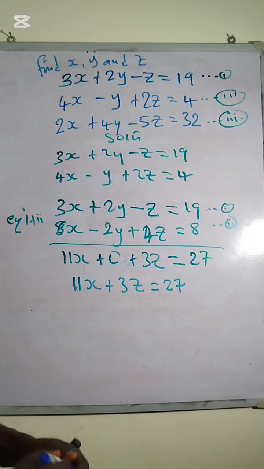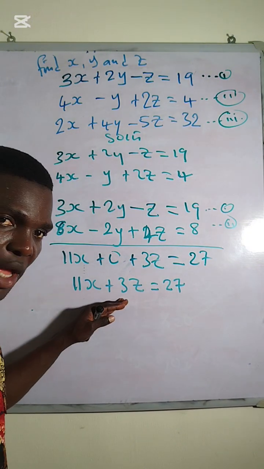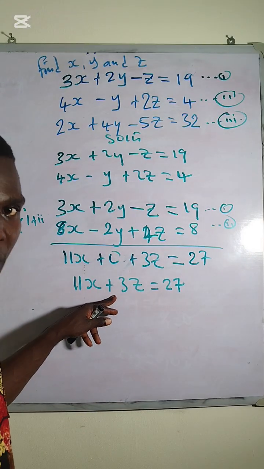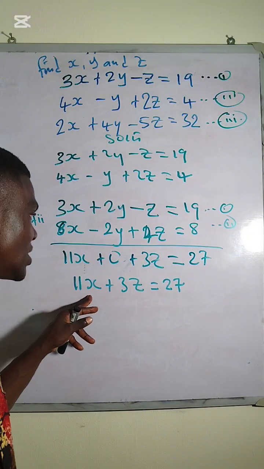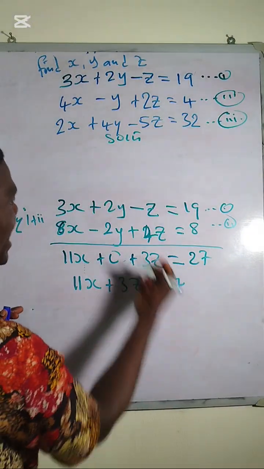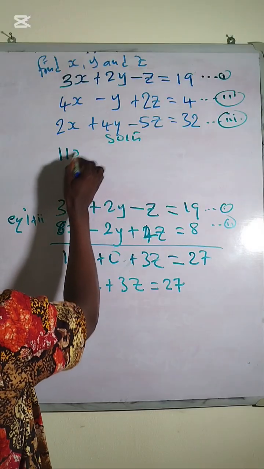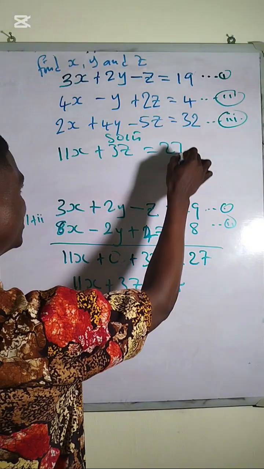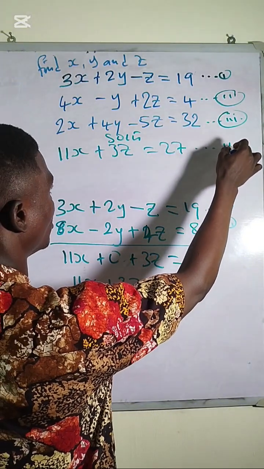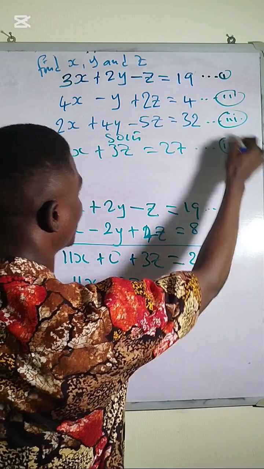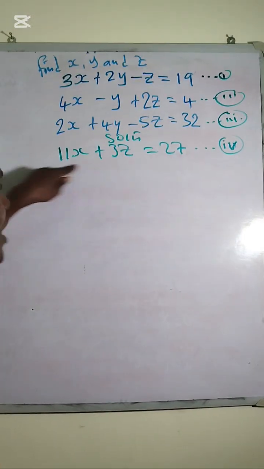So when we work on equation 1 and 2, this is what we have. So we are going to call this one equation 4 and keep it somewhere. Then we do another thing until we find what is x, y, and z. So let us copy this thing and keep it here: 11x plus 3z equals 27. Call it equation 4. Let it stay here. Are we fine? Now pick another two equations here to get another similar equation.